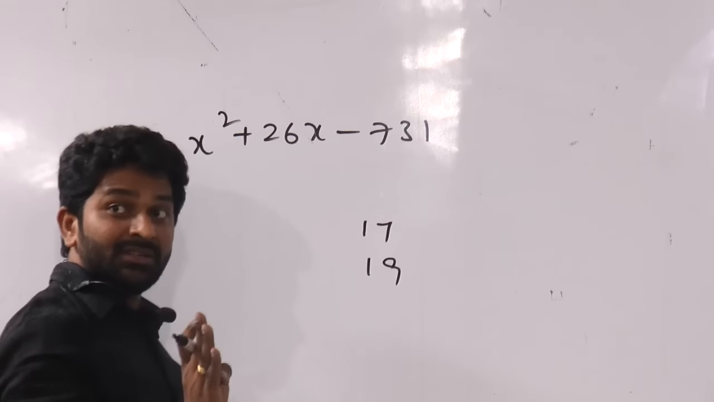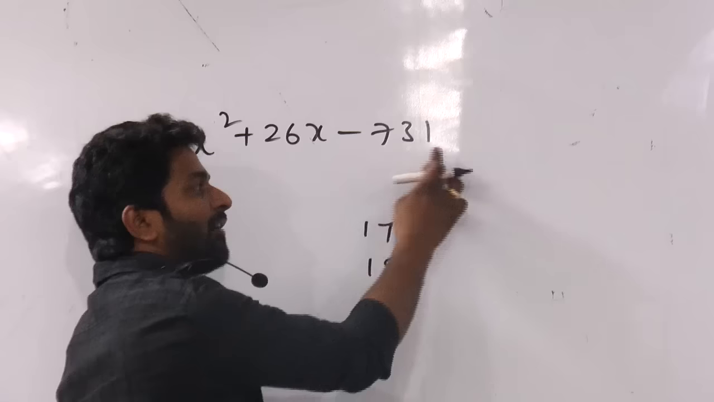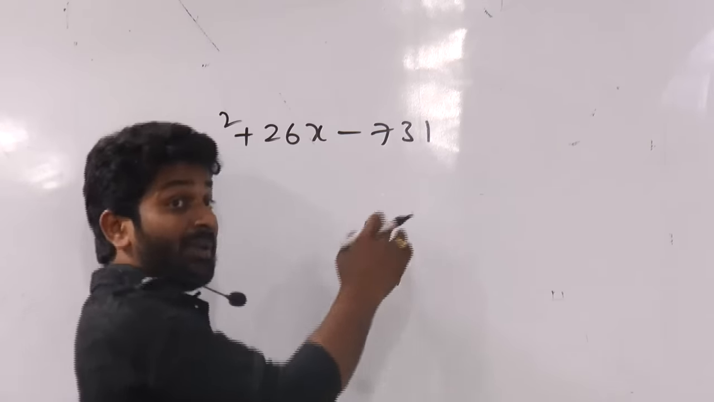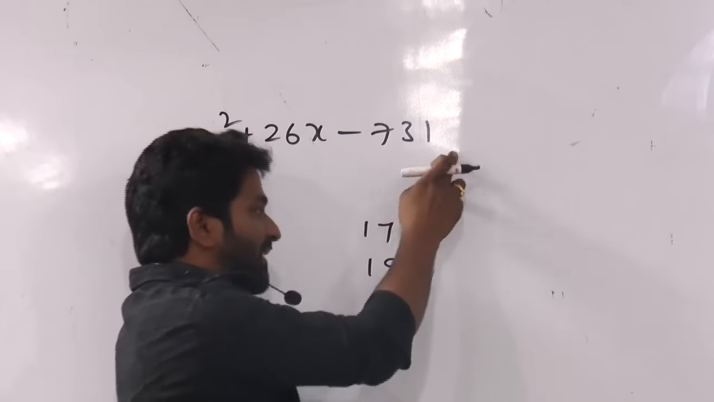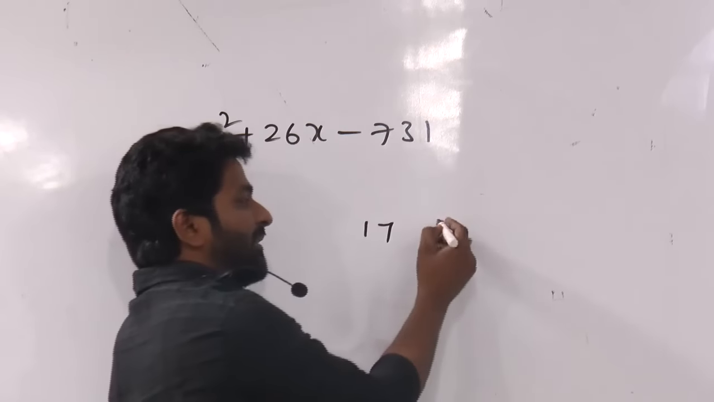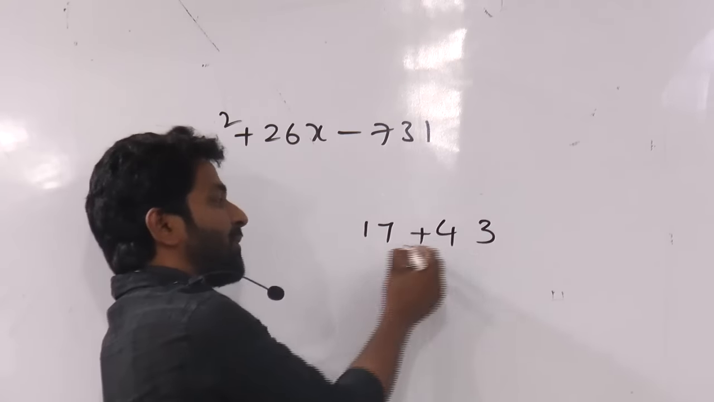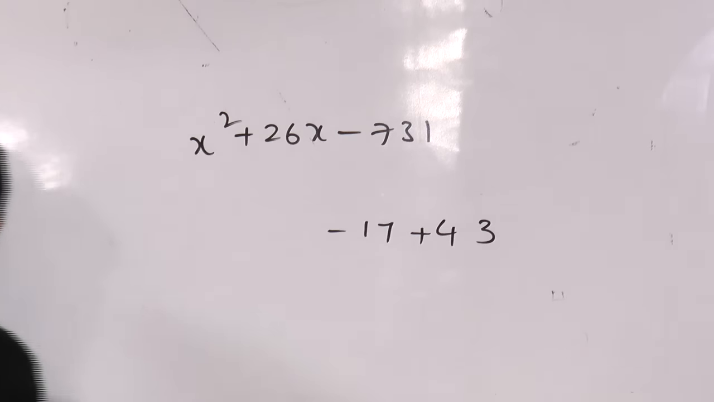17 four times? 17 double is 34, double is 68. 4 times is 68, 40 times would be 680. Apart from 680, how much do you have? 51. Is 51 a 17 multiple? How many times? So the multiple is 43. As this is a positive number, this is positive and this is negative. 26. Okay? Right.